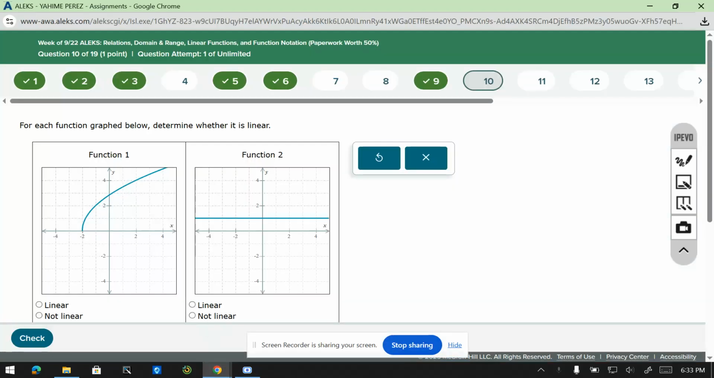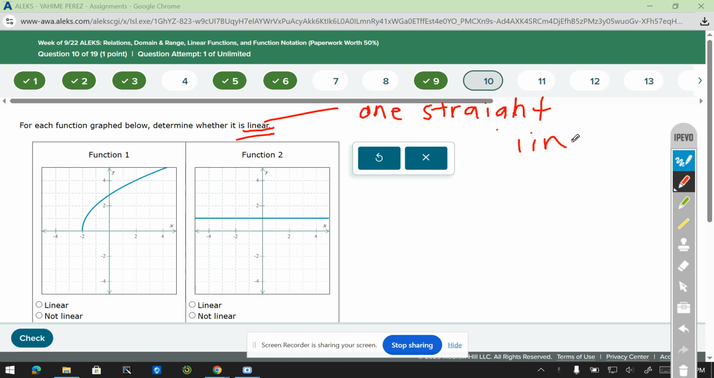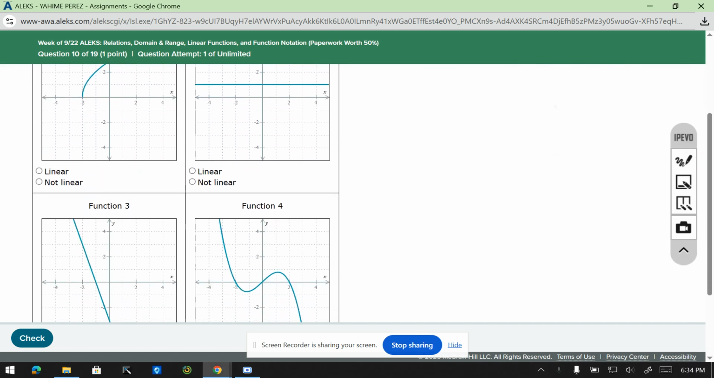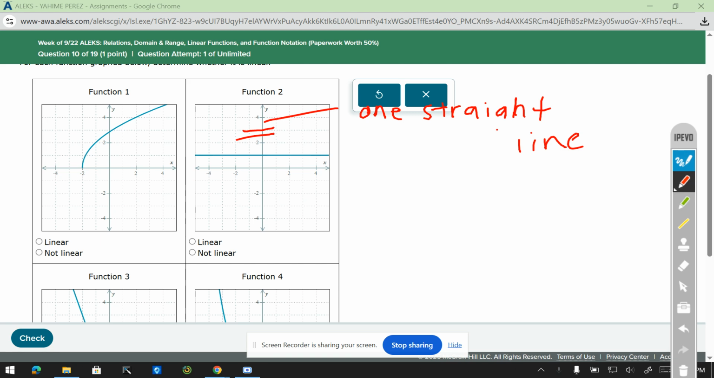All right, moving on. So getting into linear functions, right? The definition of linear is one straight line, hence the name linear, one straight line. So we're just getting rid of those functions that are not on one straight line. So this is curved.